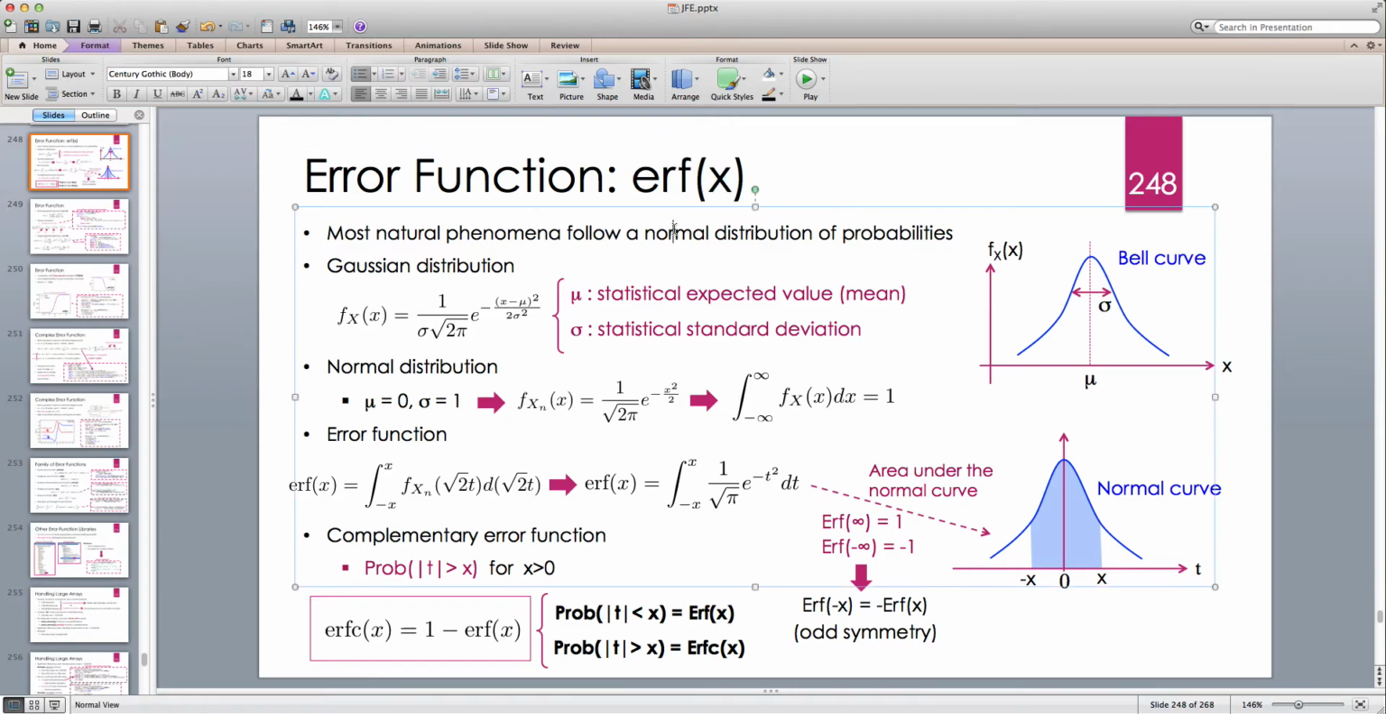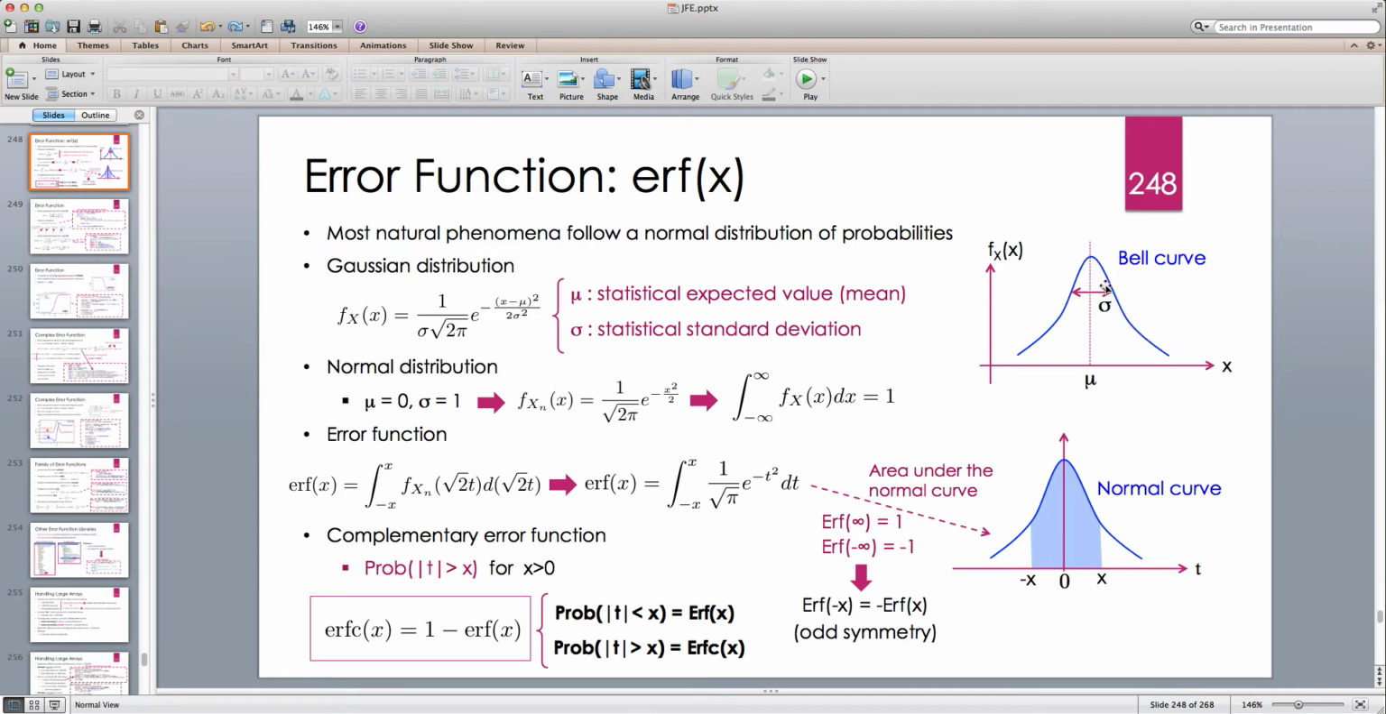Now, in order to understand the error function, we need to realize that most natural phenomena follow a normal distribution of probabilities. What it means is that if you have a continuous variable, which we call a continuous random variable, typically they have an observable value or an expected value or an average value or mean value, a statistical mean value, which is the peak of this probability distribution. And as we get away from this expected value or mean value, the probability density drops.